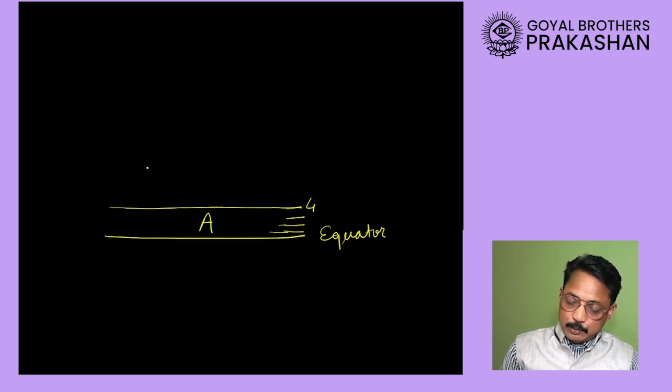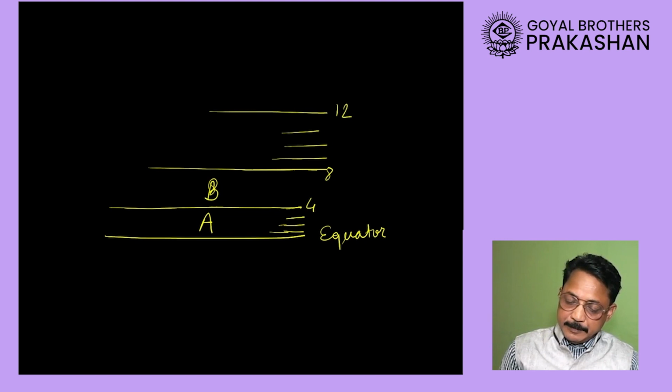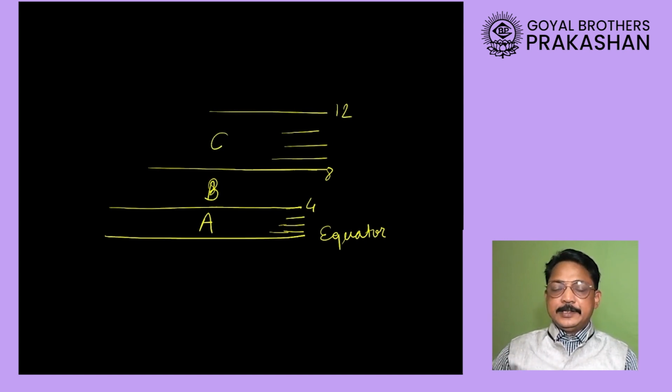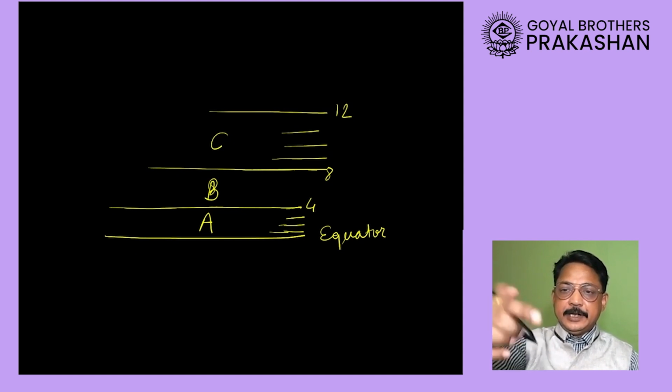Then from 4 to 8, the name will be given B. Then 8, then 9, 10, 11, up to 12, the name given is C. So this is how, dear students, when we go from south to north, a group of 4 latitudes together will be given an alphabetical name A, B, C, D, E, F, and so on.